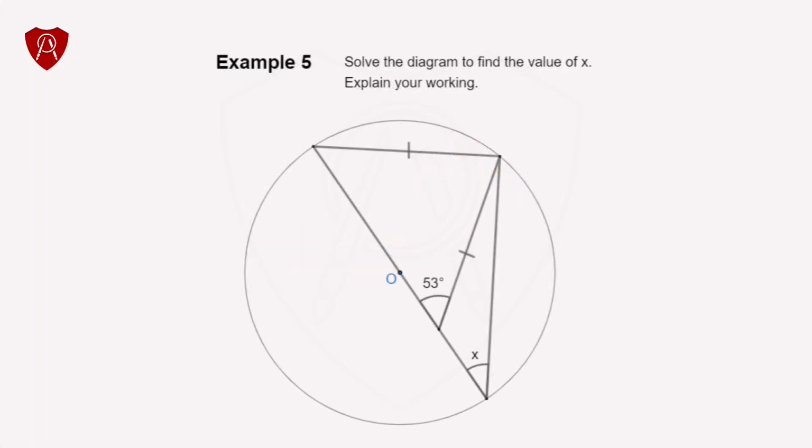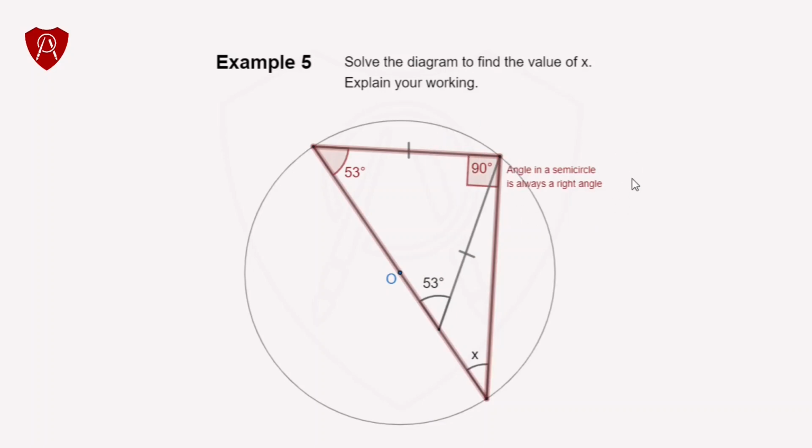Example 5. This question requires you to solve for X and explain the process. Our starting point is this angle whose size is given as 53 degrees. We then consider this isosceles triangle. This angle here is also 53 degrees. Given this is a diameter, this angle must be a right angle. Remember the angle in a semicircle.